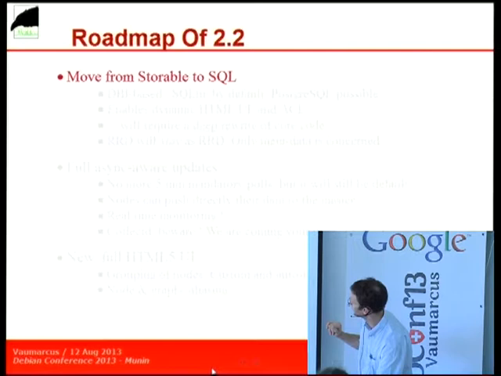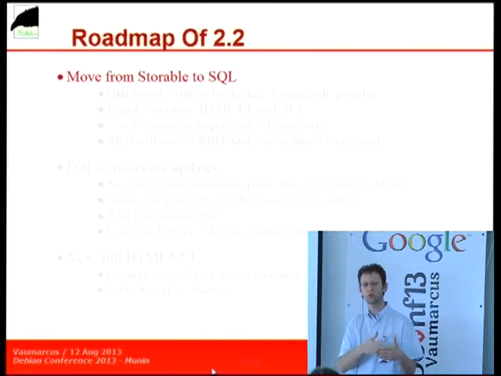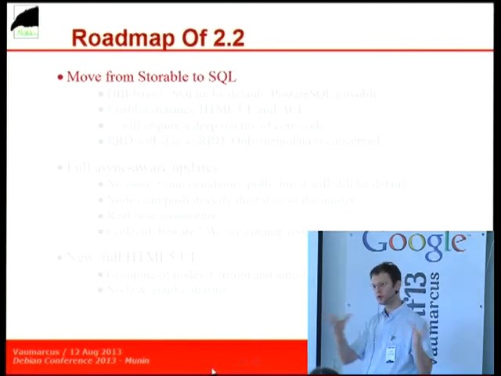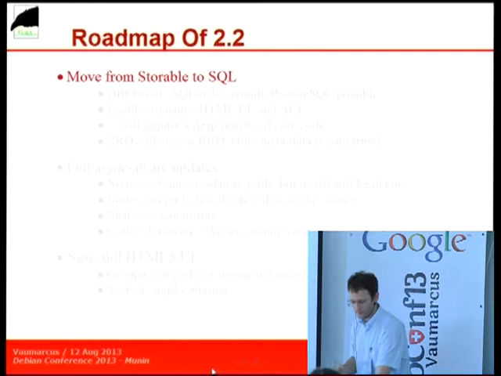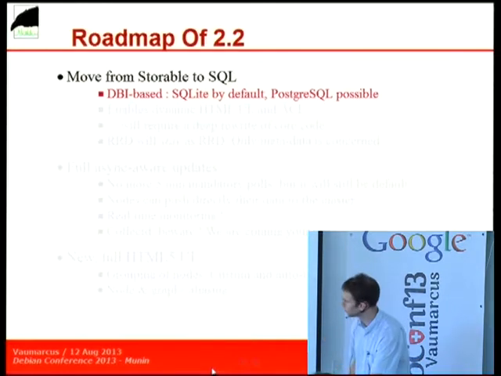That's my last slide. For 2.2, it will be integrated in 2.1, and when it's stable, it will become 2.2. It moves from the whole storable thing to SQL-based, and the SQL will be DBI-based because we are still in Perl. It will be SQLite by default because we really want a nice out-of-the-box install. And if you want, you can do PostgreSQL, or whatever DBI supports. It's just up to you.